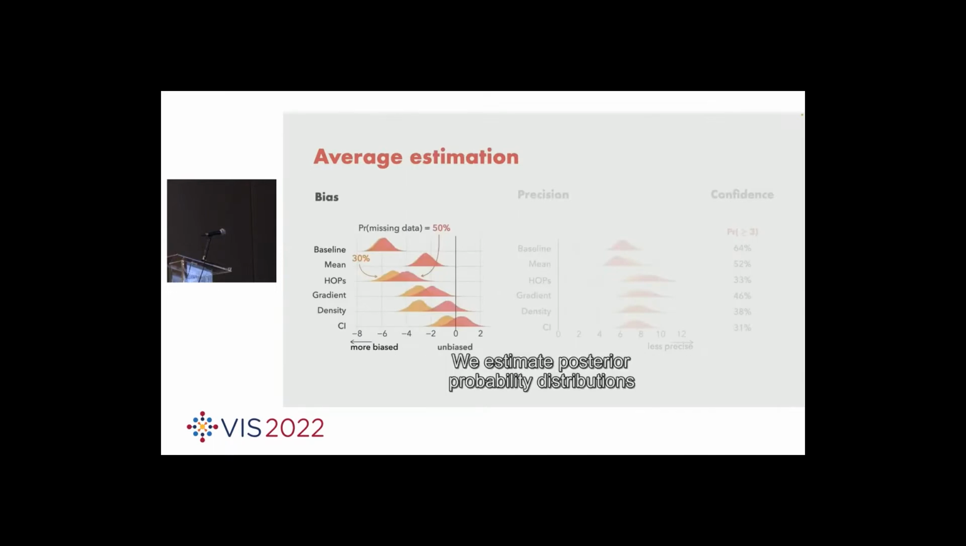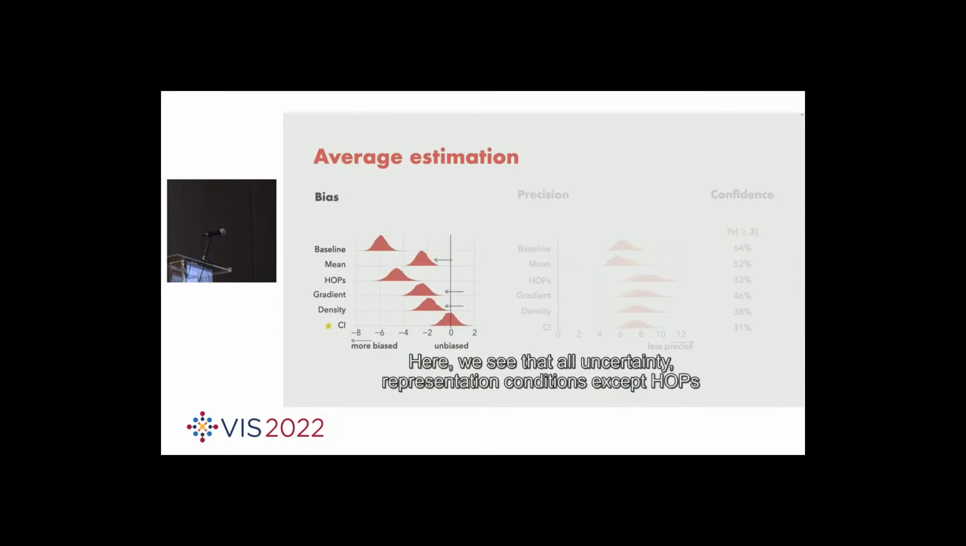We estimate posterior probability distributions for bias and precisions for each representation condition and level of proportion using a Bayesian hierarchical regression model. The results are shown here. Because the distributions for the 2 conditions for the average estimation tasks are quite similar, we look at them collectively for the 2 levels of proportion. Here we see that all uncertainty representation conditions except hops substantially reduce bias, with the CI condition showing the greatest reduction in bias.